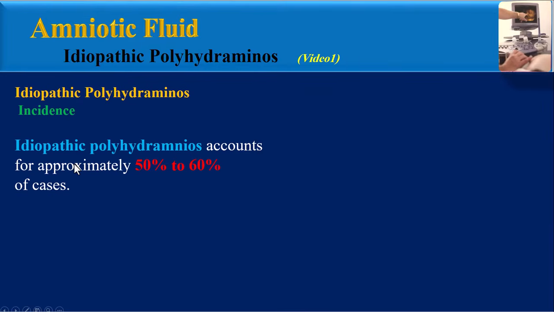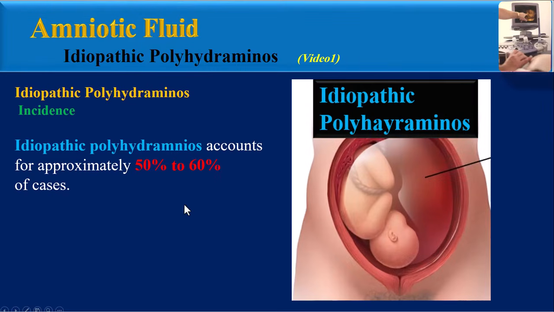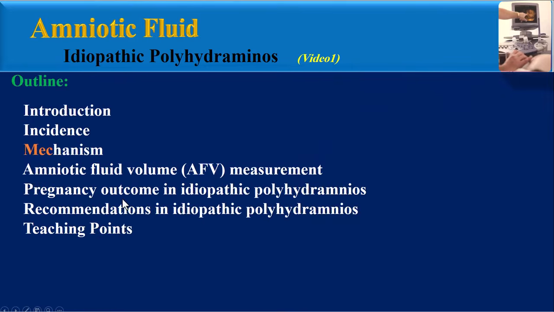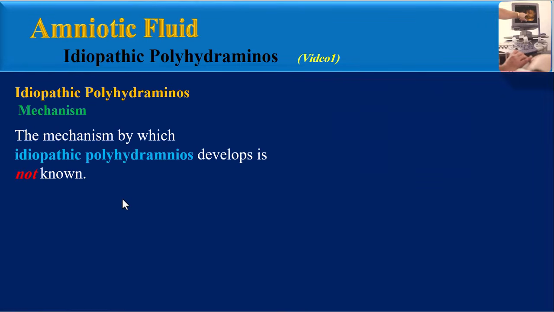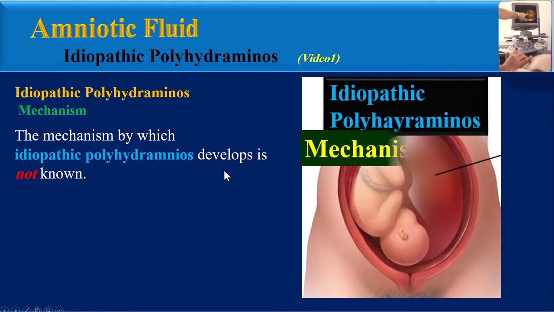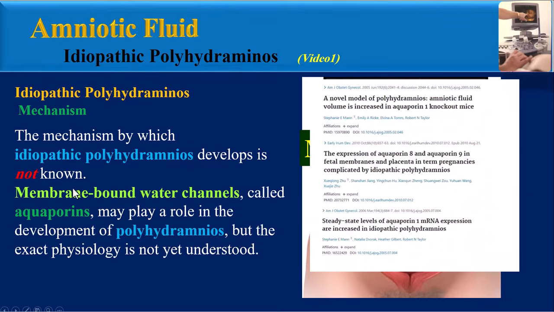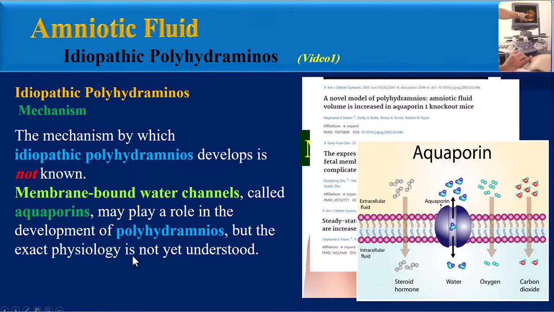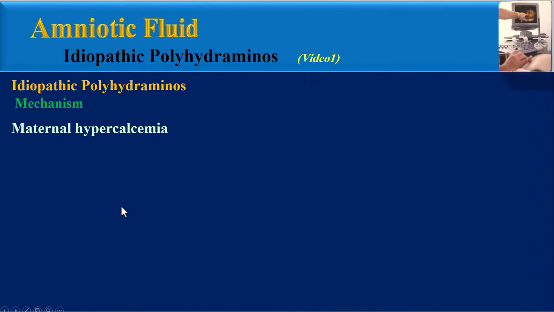Incidence. Idiopathic polyhydramnios accounts for approximately 15 to 60% of all cases. Mechanism. The mechanism by which idiopathic polyhydramnios develops is not known, but some proposed theories include the following. Studies show that maternal bound water channels called aquaporins may play a role in the development of polyhydramnios, but the exact physiology is not yet understood. Another theory is maternal hypercalcemia.